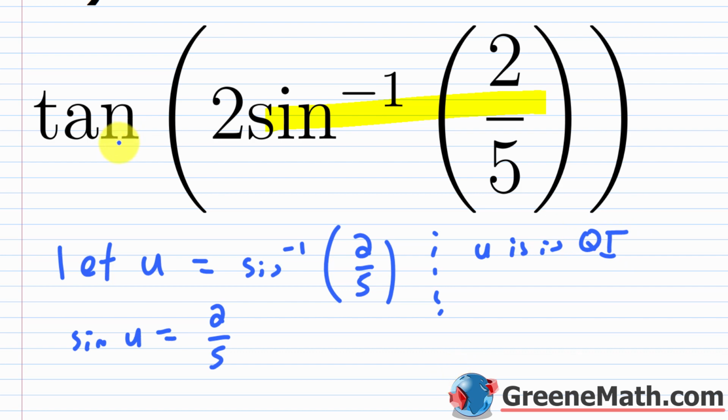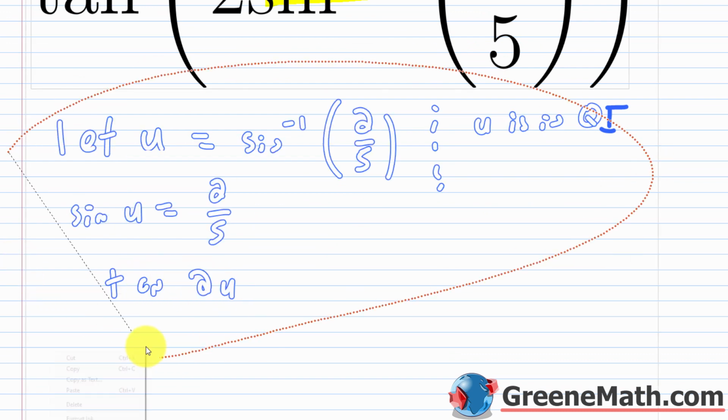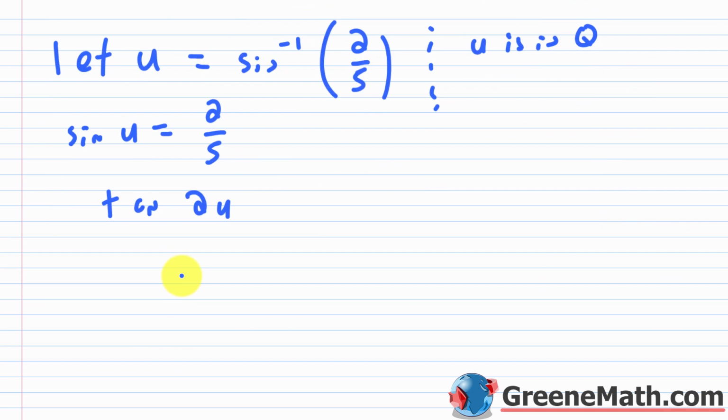So what I'm going to do is replace this and say it's the tangent of 2u that I'm trying to figure out. So the tangent of 2u. So let me grab this and come down here and paste this in. And let me put this in there that got erased. So at this point, if we want to find the tangent of 2u, remember we have a little formula for that.